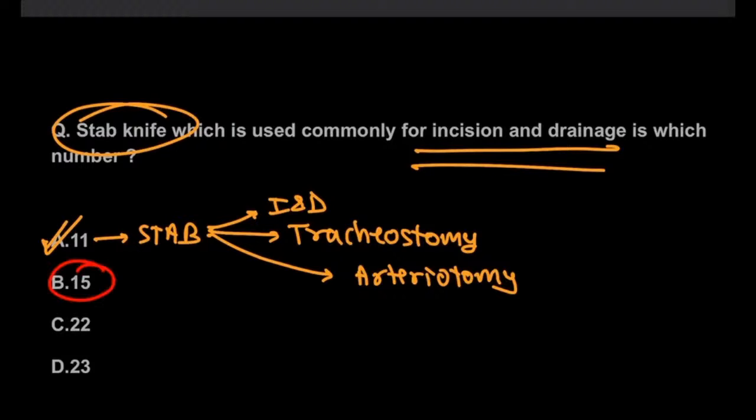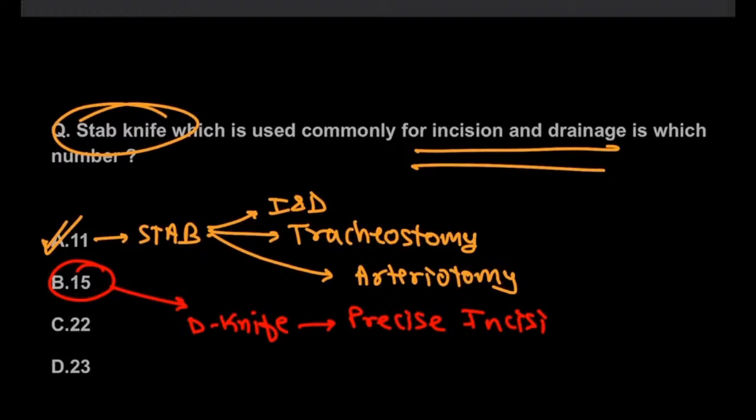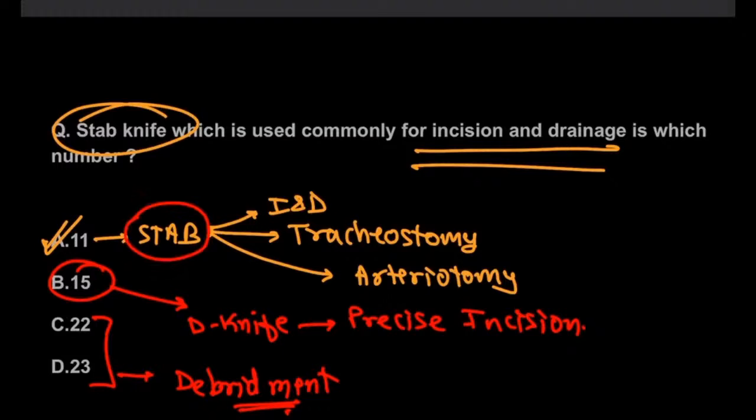What about blade number 15? This is the D knife, and we use this where we want to give a precise incision. Wherever you want to give a precise incision, you use this D knife. And blades 20 to 23 can be used for debridement. Wherever you want to perform debridement of a tissue, you can use these. Surgical blades are important. Please go through them. At least you should remember the stab knife is 11 and the D knife is 15.